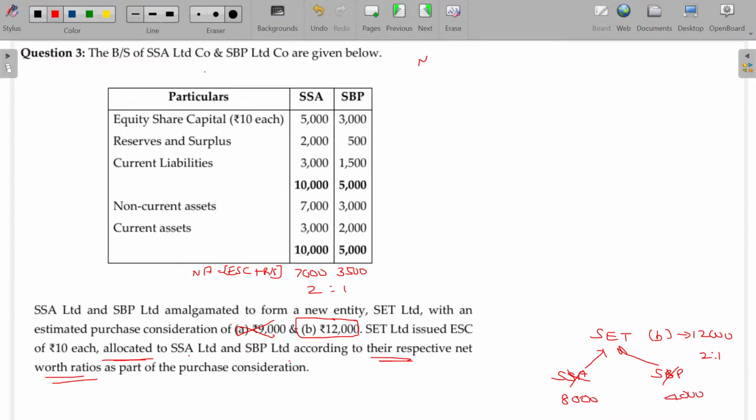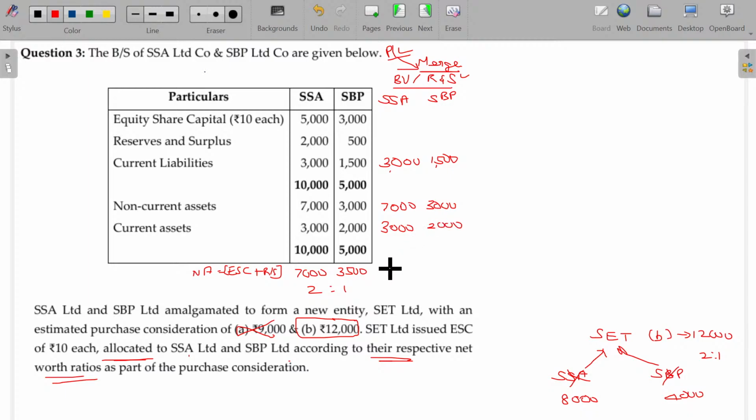Now we'll start with the merger method. Under the merger method, we have to show at book value, and reserves and surplus should be maintained, applicable for SSA as well as SBB. Any profit or loss because of the merger will be adjusted only in the reserves and surplus. First post the assets and liabilities at their own book value, though market value is given, it should not be taken. Anyhow, market value is not required for me. 7,000 and 3,000. In case of current assets, 3,000 and 2,000.